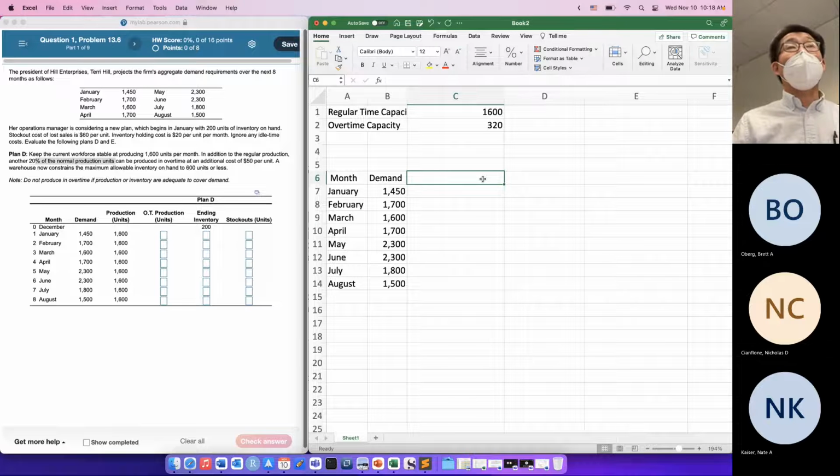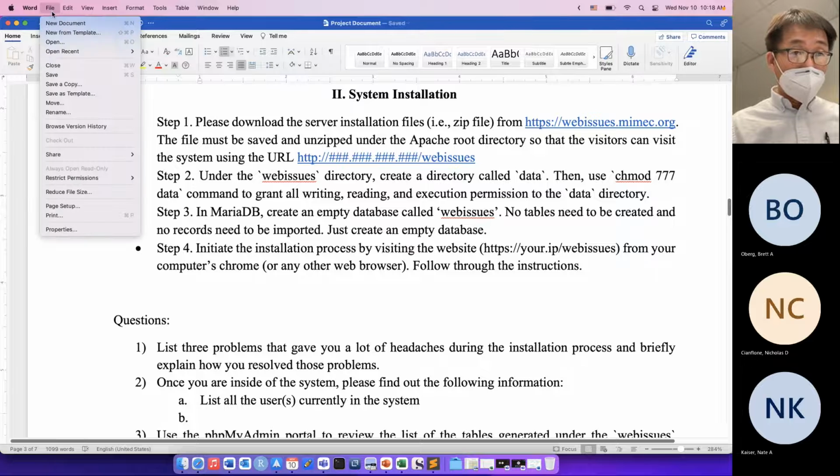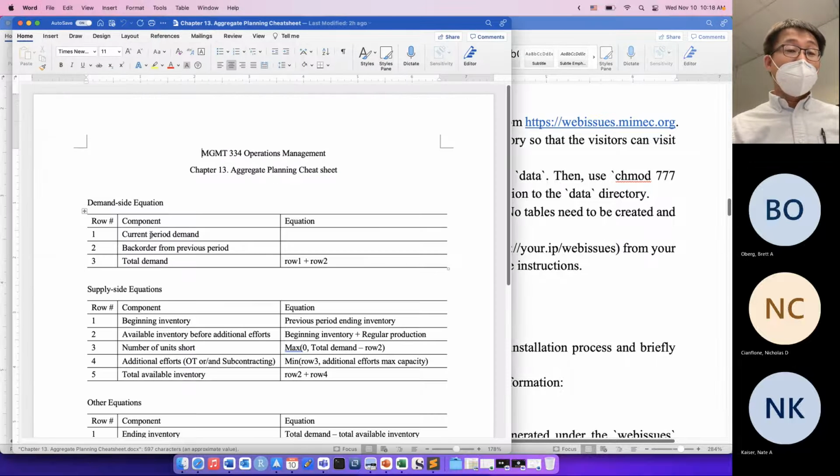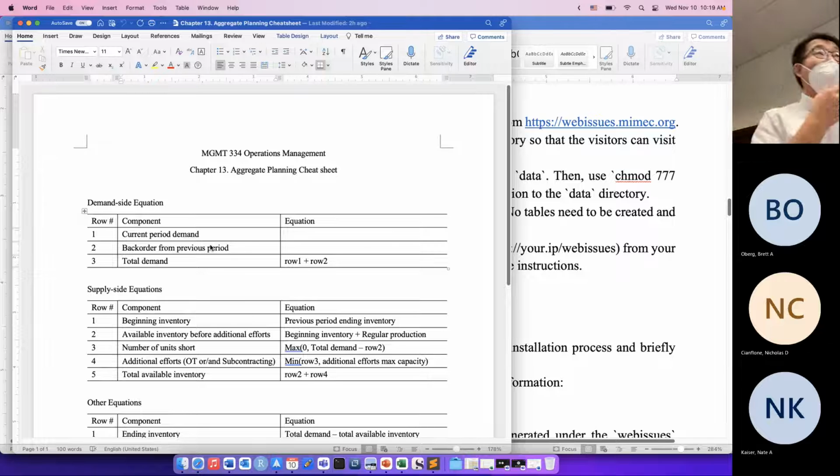How do you figure out total demand? Total demand, usually at our level, in my understanding, there are two things you can use. Usually for the total demand side, you're looking at two components: what is the current period demand that's arriving, and the back order from the previous period, if there is any.